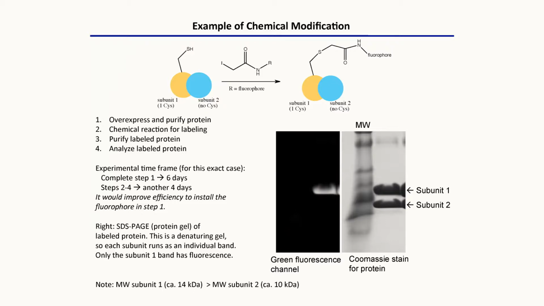But what's everything that needs to be done? Well, we need to overexpress the protein in some organism, in this case E. coli. We need to purify the protein. And once we have this purified protein in hand, we need to do the chemical reaction for the labeling. And then we need to purify that product somehow, and that's going to depend on the system you're working at. And then it needs to be analyzed, right?